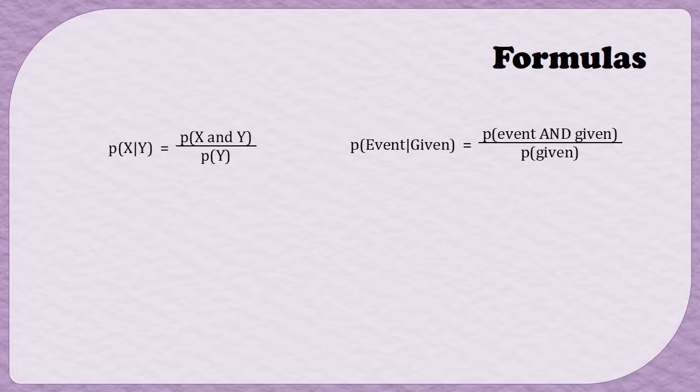Then, if we manipulate these formulas, we can rearrange it to find the probability of x and y, and this will be the probability of x given y times the probability of y. Let's do an example of applying these formulas as well as some formulas we may have seen before.